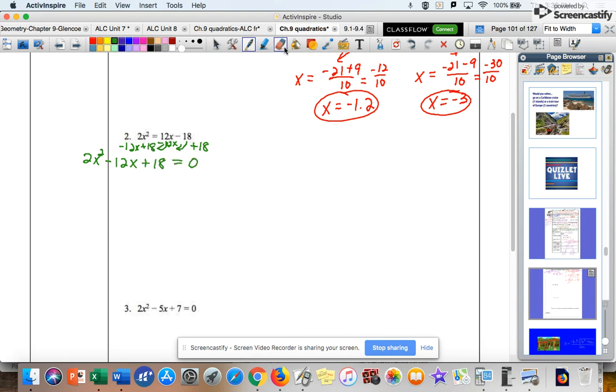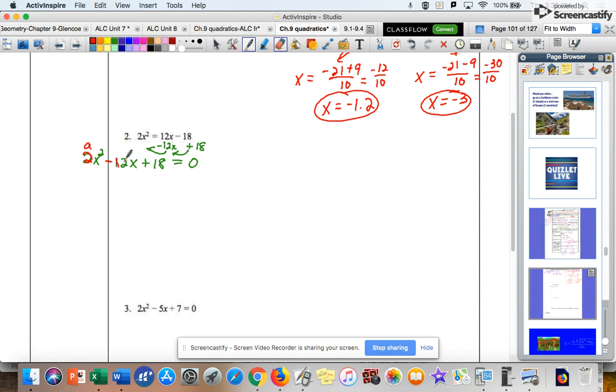Okay, so got a little bit messy here. So once again, we're just going to subtract 12x. We're going to add 18. We're going to move those over to the other side of the equation. All right, so now let's look at our a, b, and c values. So our a value is 2.